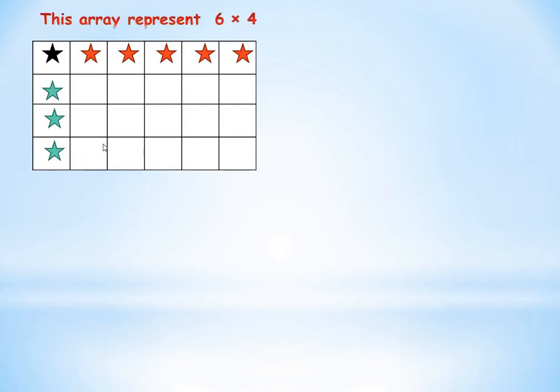Here in this array we have a long side like this and a short side. How many squares in the long side? Let's count together. 1, 2, 3, 4, 5, and 6. Okay, in the short side we have 1, 2, 3, 4. Can you represent this array? Excellent, it's 6 times 4.